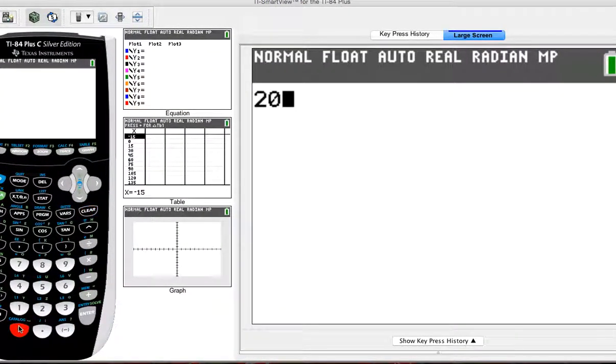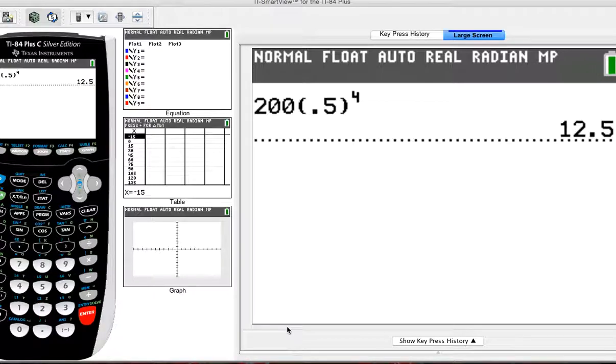And if you see here, it does, right? So 12.5 grams.